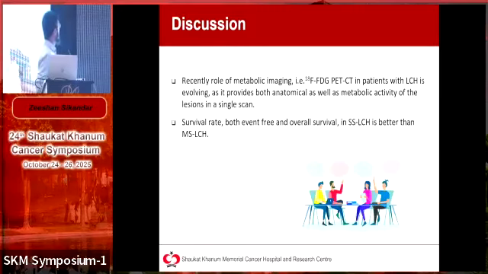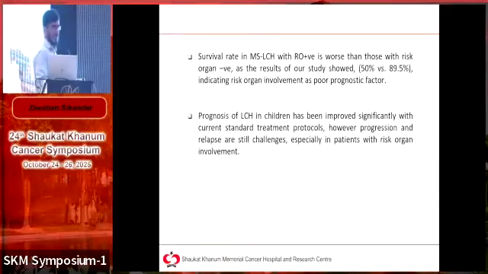Coming to the discussion, metabolic imaging, that is FDG, in patients with LCH is evolving as it provides both anatomical as well as metabolic activity of the lesion in a single scan. Survival rate, both event-free and overall survival, in single-system LCH is better than multi-system LCH. Survival rate in multi-system LCH with risk organ positive is worse than those with risk organ negative, as the results of our study show, 50% versus 89%. Prognosis of LCH in children has improved significantly with the current standard treatment protocols. However, progression and relapse are still challenges, especially in those patients with risk organ involvement.